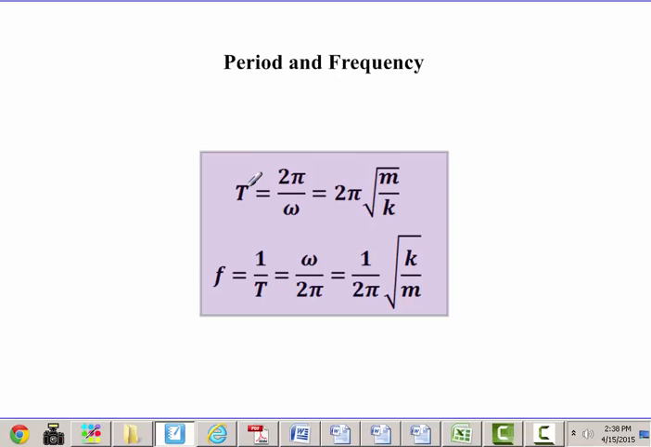Now, when you do your period, you have two ways to do this. You can do 2 pi over omega, or if you want, you can do 2 pi times the square root of mass divided by the spring constant. Now, when you do frequency, all you're basically doing is inverting your period. So you can do that as omega over 2 pi, or 1 over 2 pi times the square root of k over m. So I've just inverted this back to get this.